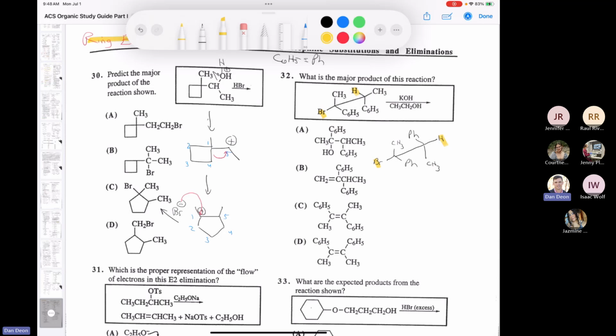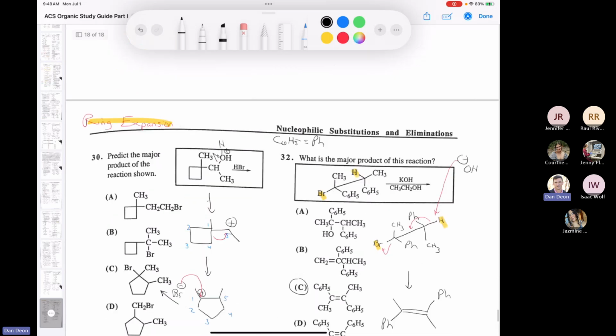So you can see that when the base, which is your hydroxide ion, so let me just pencil in a hydroxide here, comes along and you pull off this proton, you form the double bond and you lose the leaving group. You can see that the phenyls are going to be on opposite sides. So one phenyl is going to be here, one phenyl is going to be here, and then the two methyls are on opposite sides. And so the answer is going to be C in that case.